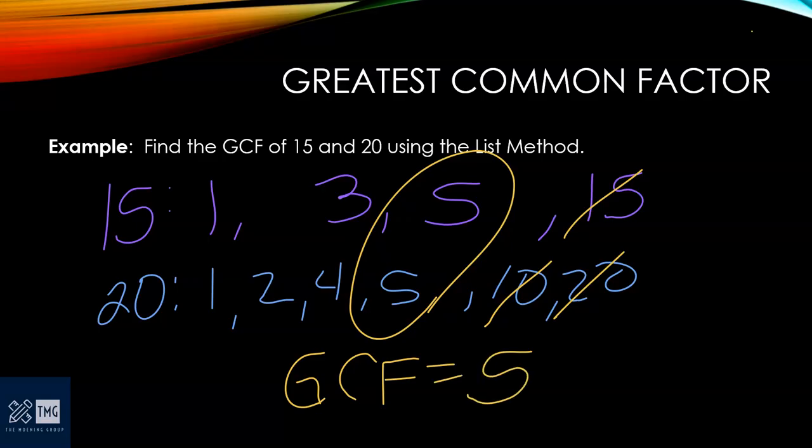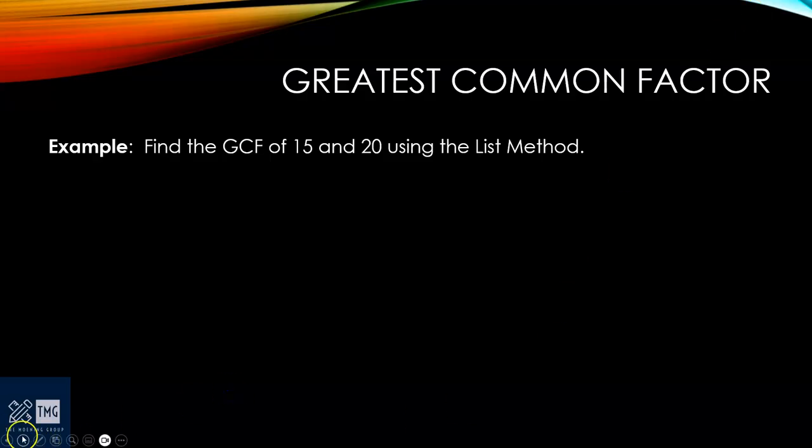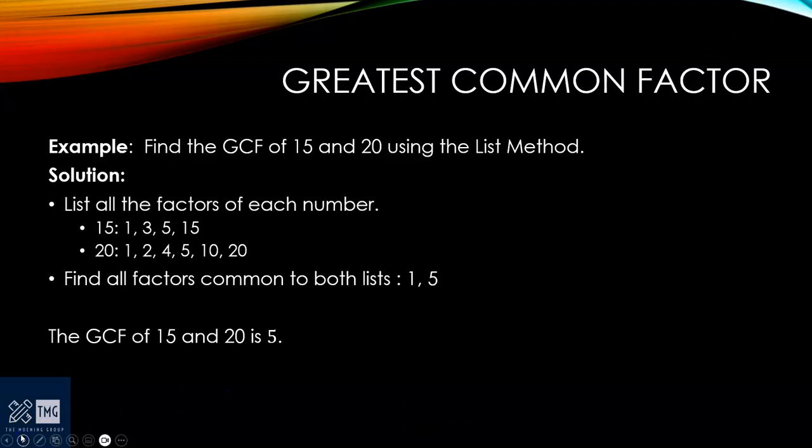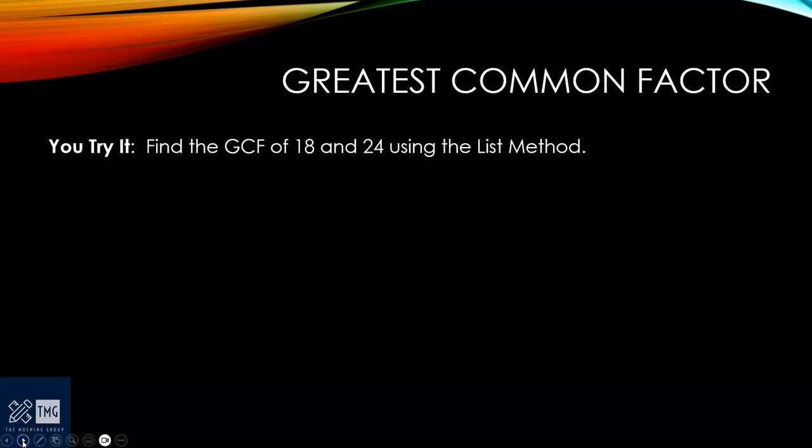So when you look at that, if you want to look at it a little more nicely drawn here, you list out the factors. The common factors for these numbers are 1 and 5, and the greatest, the biggest one of those is 5. Okay, you try one using the list method. List out the factors of 18 and 24, and then look at the biggest number that they share.